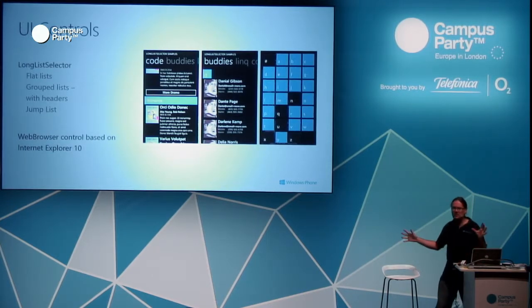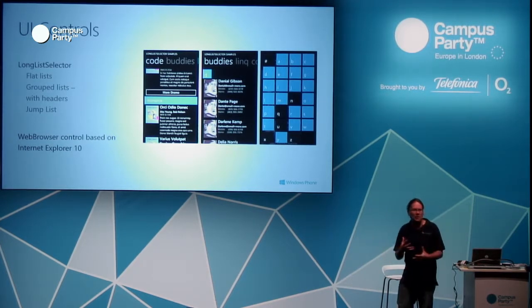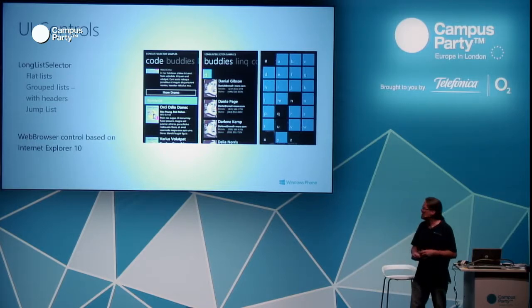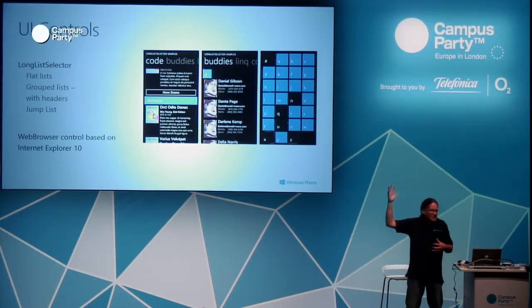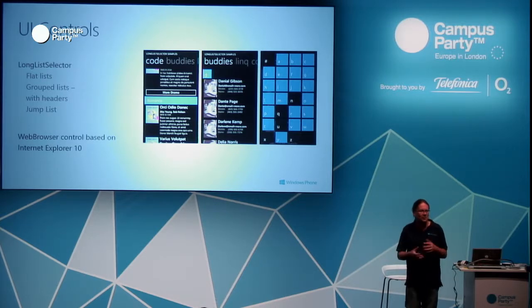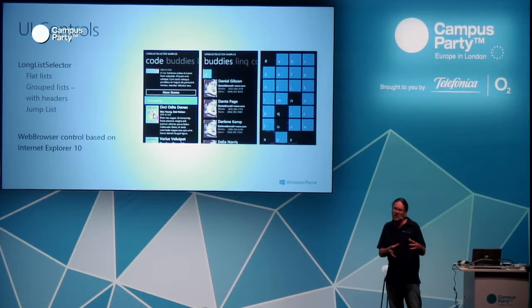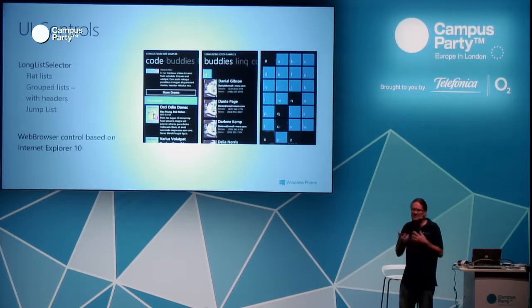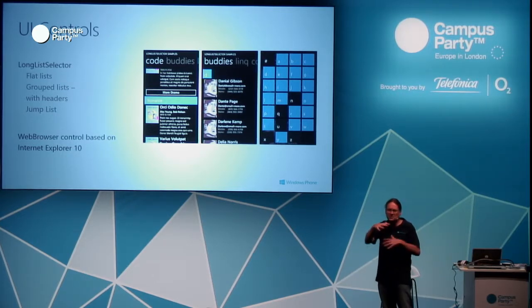We've got a whole bunch of controls, a huge control set, both our own and from third-party vendors. So this is just a snapshot of one of the things we've got. We've got very rich listing controls. Now, of course, smartphones being what they are, we need to have very clever ways of presenting long lists of information with a small screen.